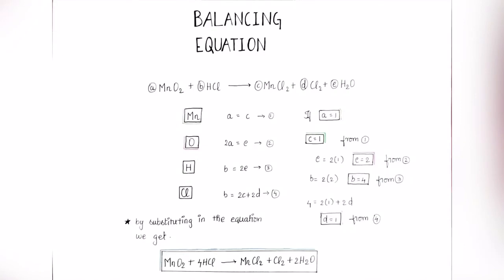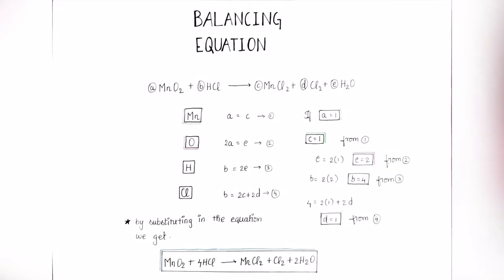And for Cl chlorine, B is the atomicity on the reactant side, and on the product side, there are 2 compounds which have the element Cl. So we have to add the atomicity of Cl in both the compounds. So the atomicity on the product side will be 2C plus 2D, which is the fourth equation. And now we have 4 algebraic expressions.